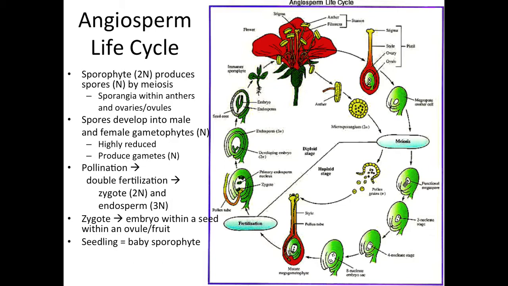So you start out with your sporophyte, which is diploid. Meiosis occurs in the sporangia. The sporangia are located in the anthers for the microsporangia and in the ovules for the megasporangia, and that's going to result in the production of the male and female gametophyte bodies. The male and female gametophytes produce the sperm and the egg. Those are going to fuse in angiosperms by double fertilization after pollination, and that's going to result in the production of a new seed.